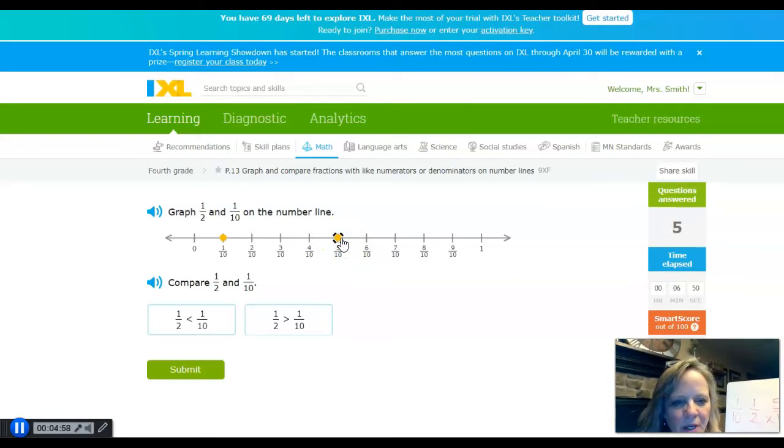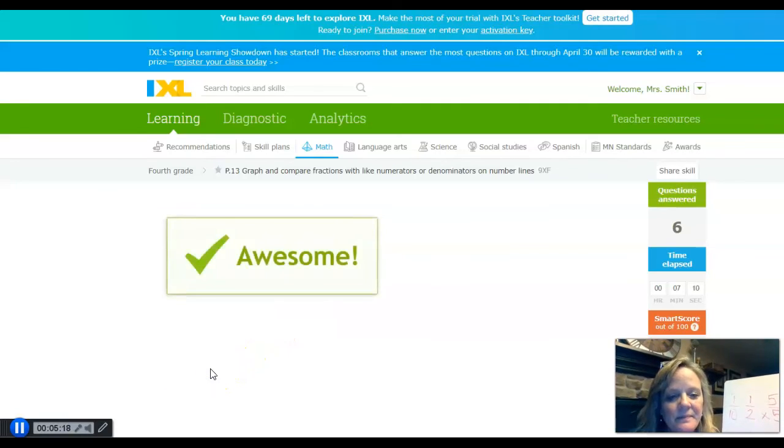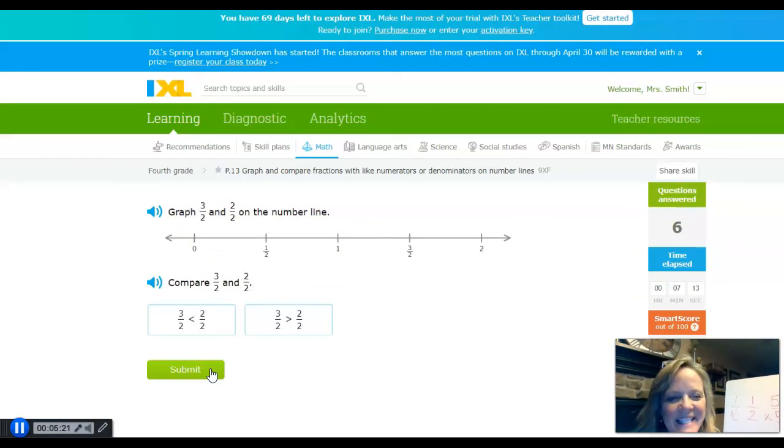And then I'm going to compare my numbers. It says compare 1/2 and 1/10 and tell me which one is greater than. Well, 1/2 equals 5/10, so 1/2 is greater than 1/10. And I'll click that here. Continue working on these assignments and see how you do.